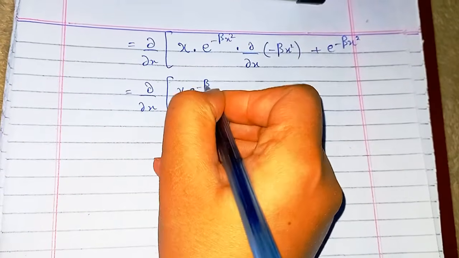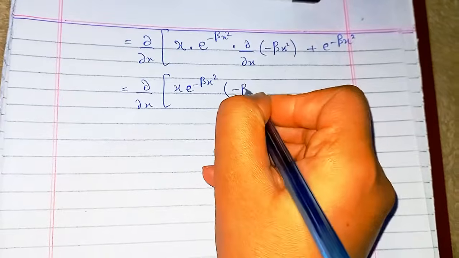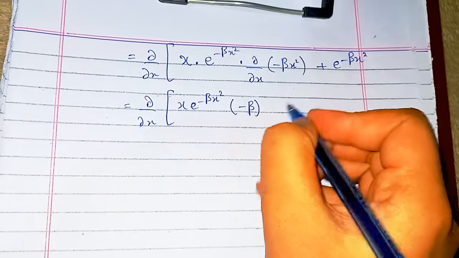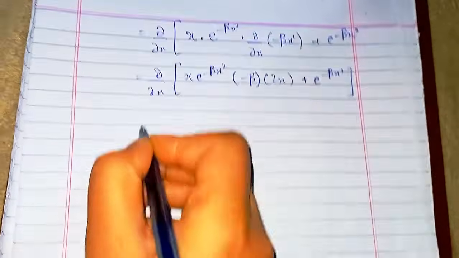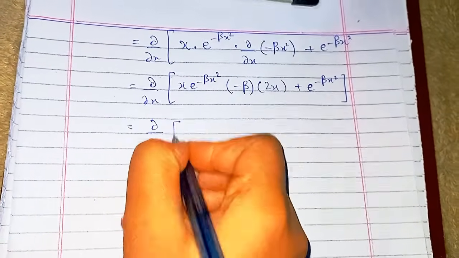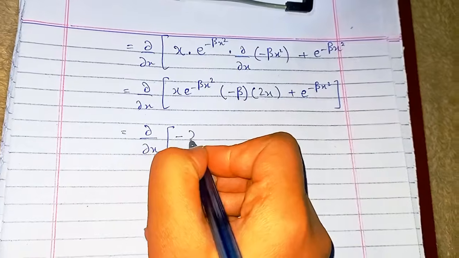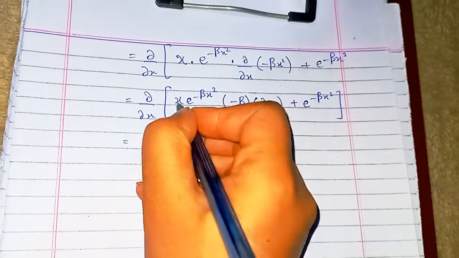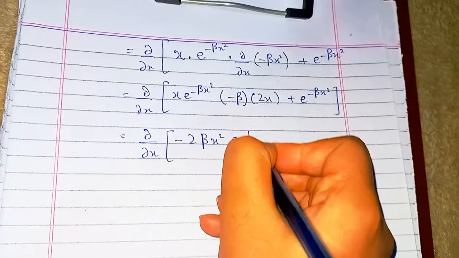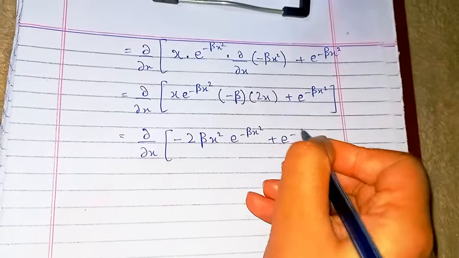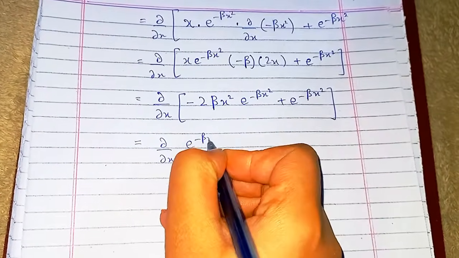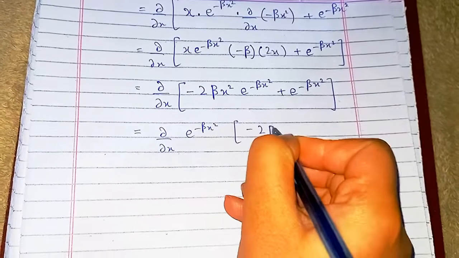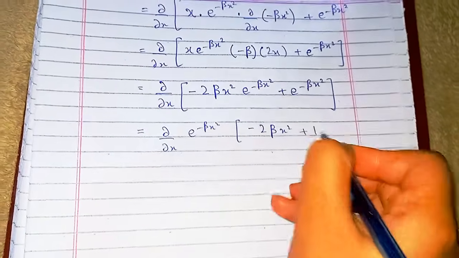Let's do this. X e to the power minus beta x squared, minus beta will come outside, and the derivative of x squared is 2x, plus e to the power minus beta x squared. Partial by partial x, it's minus 2 beta, this x and this x make x squared, e to the power minus beta x squared plus e to the power minus beta x squared. There's one more thing that we can do, which is to take e to the power minus beta x square as common, so that we'll have minus 2 beta x square plus 1 inside.